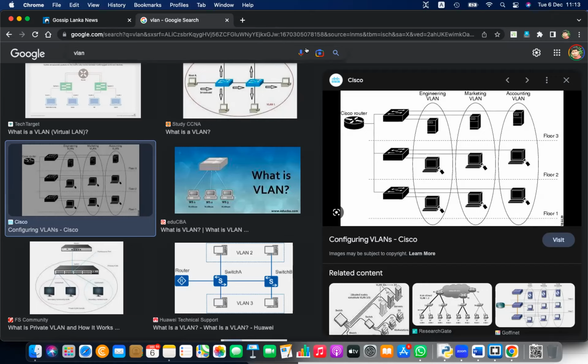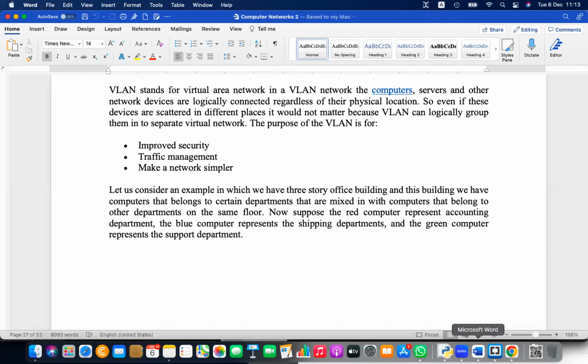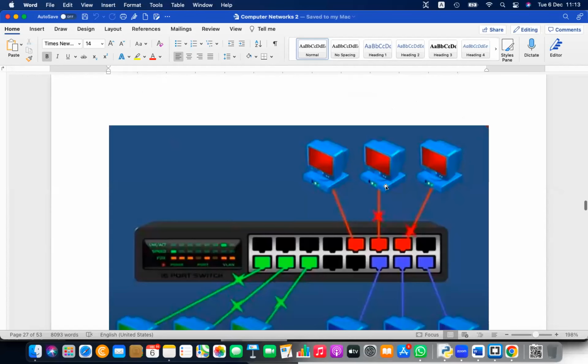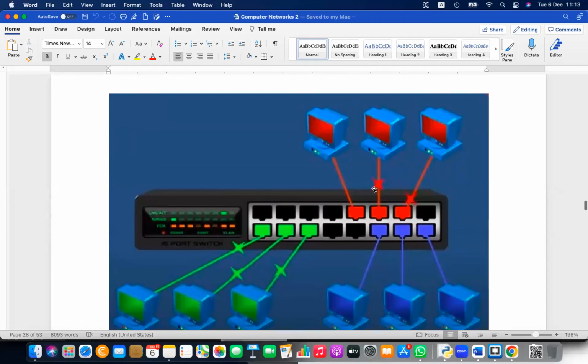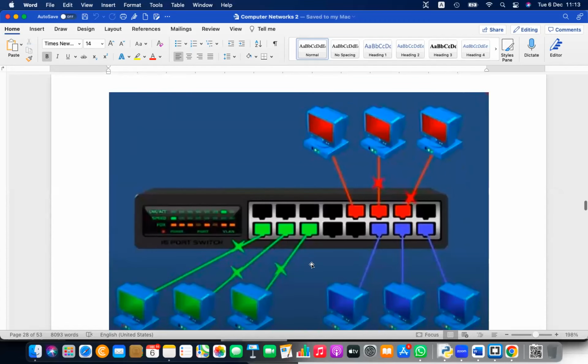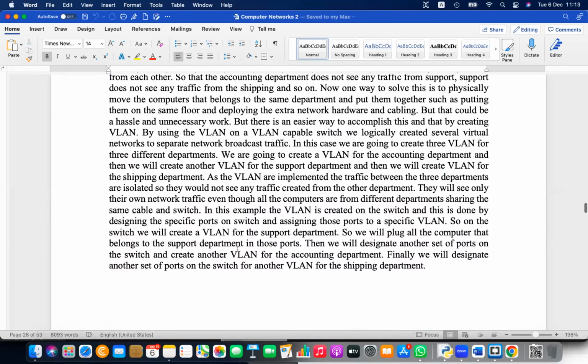Understand the concept. Are there any doubts about VLANs before we go into the next topic? The next concept is network address translation, NAT. Here you can see one switch, but this is isolated, this is isolated, this is isolated, but each of these can communicate through a router, even if it's a single switch. So the traffic is manageable because it's a manageable switch.